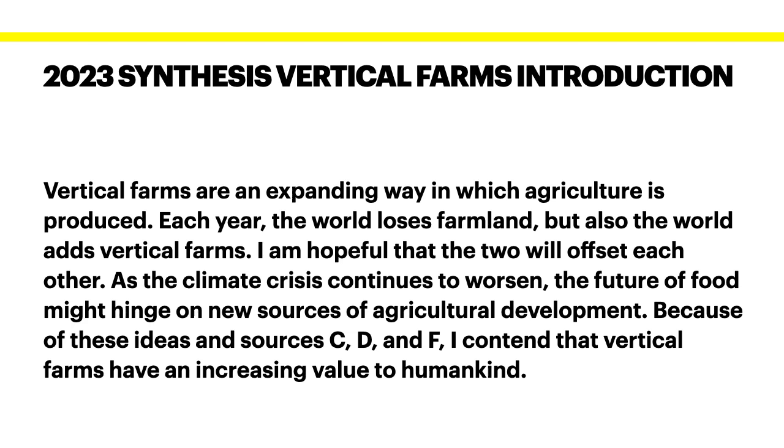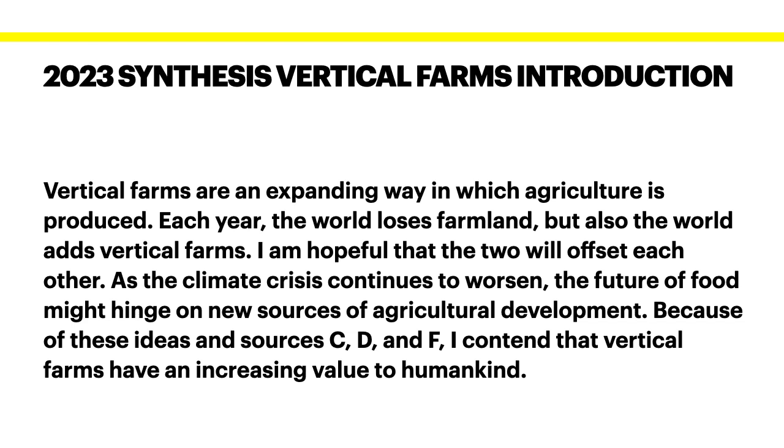And then I choose my sources. I've already chosen them. C, D, and F. I contend that vertical farms have an increasing value to humankind. So you can see that I'm not agreeing or disagreeing with vertical farms. It's a given that I have to agree with them. They are going to happen. Now, do they have any value or not? And I'm contending that they do.